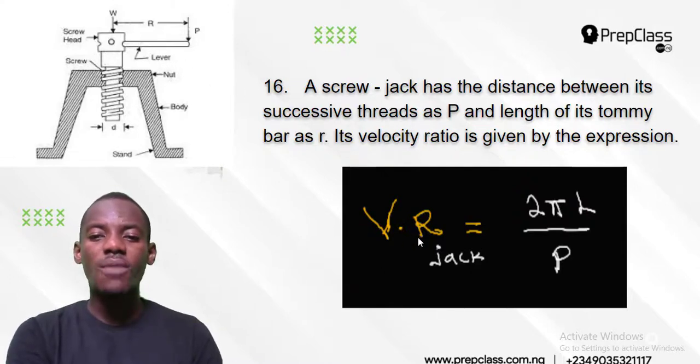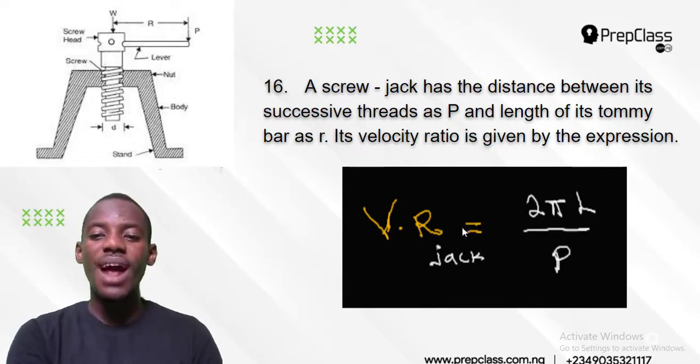So the VR of this thing is simply 2 pi L. L is the length, and the pitch is simply the height from this bar upward. As you can see on the drawing, the height from this bar upward is the pitch. The length of this lever is the second factor. The length is from here to here, while the pitch is from here upward.